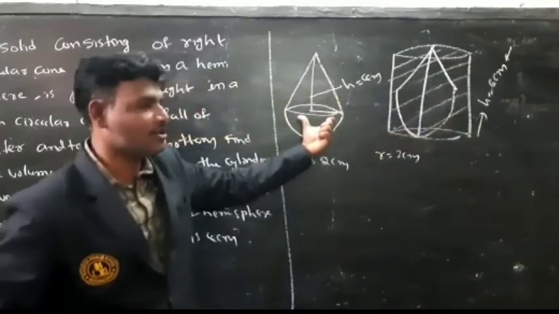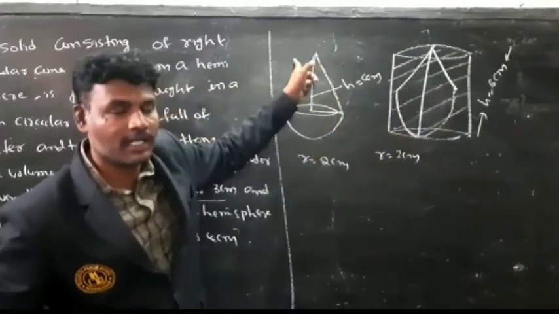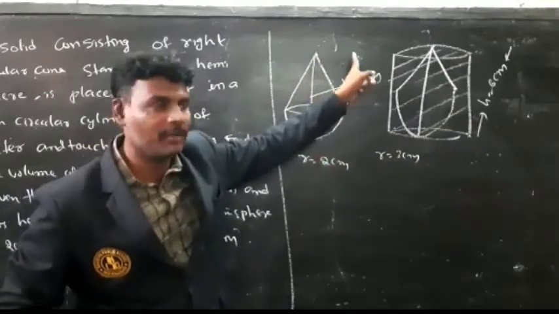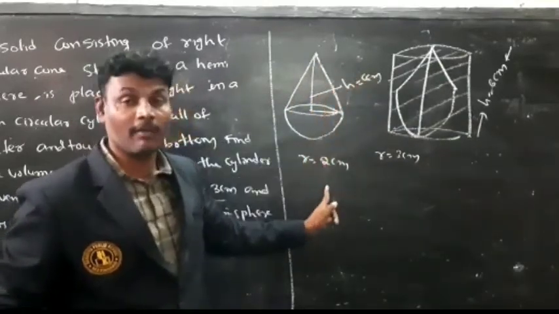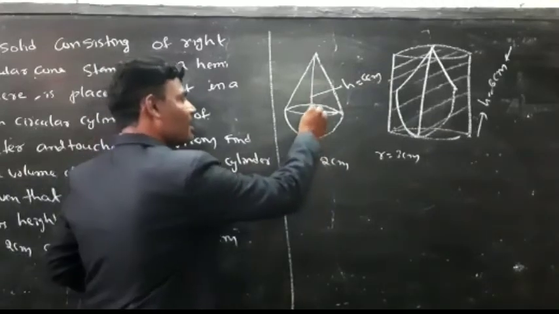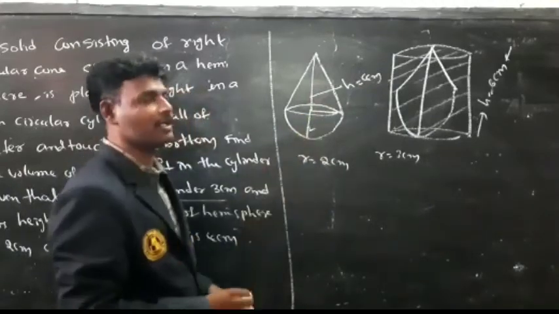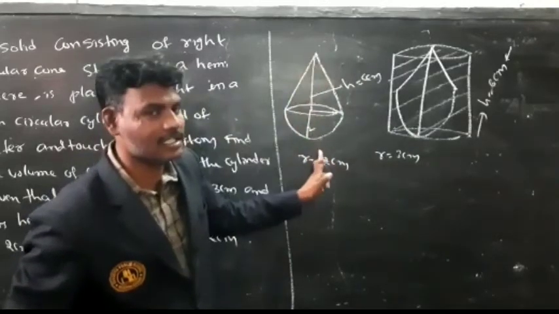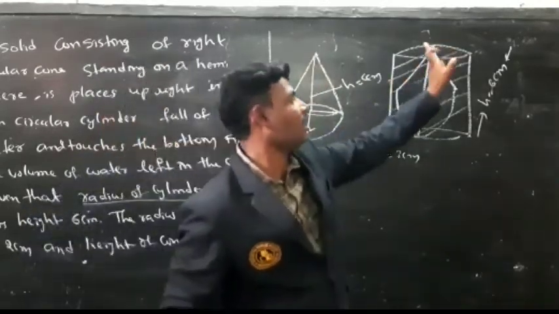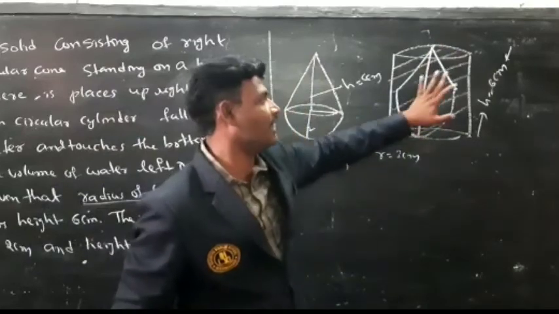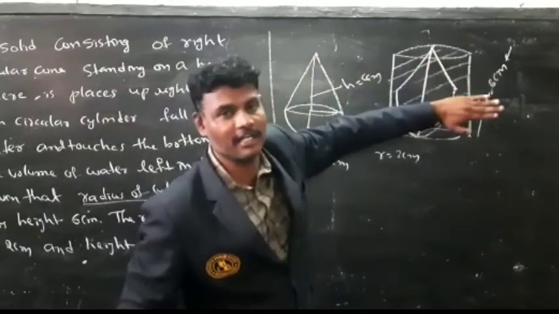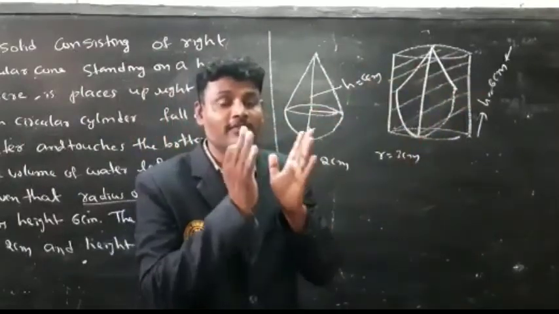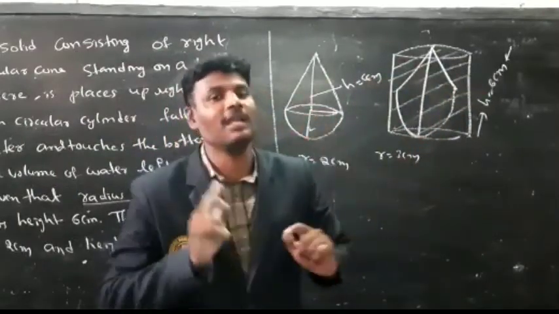Here, one solid, a cone, is surmounted on a hemisphere. The height of the cone is 4 centimeters, and the radius of the common base is 2 centimeters. So similarly, the height of the hemisphere is also 2 centimeters. 4 plus 2 is equal to 6 centimeters. The height of the solid is 6 centimeters and the height of the cylinder is also 6 centimeters. So by putting the solid into the cylinder, some water flows out. Now you have to find the volume of the water remaining in the cylinder.